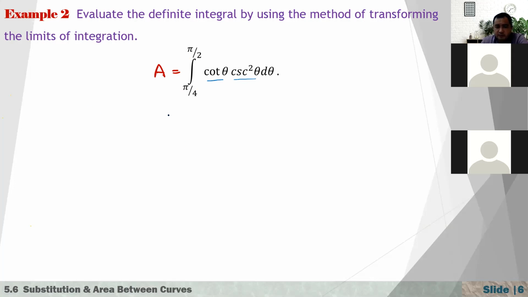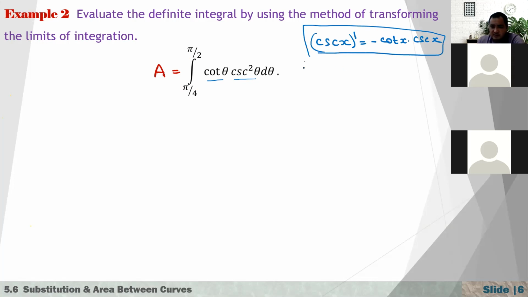And if you remember here, one thing is, let me just write here, the derivative of cosecant of x is equal to minus cotangent of x times cosecant of x. Okay, so what does it mean? These are for notes, let's say. It means that the differential of cosecant of x is equal to minus cotangent of x times cosecant of x dx.